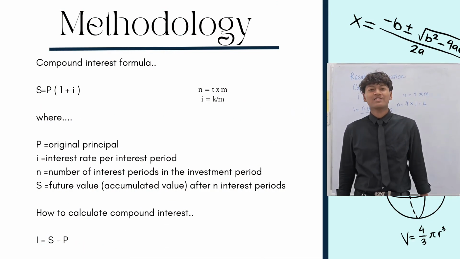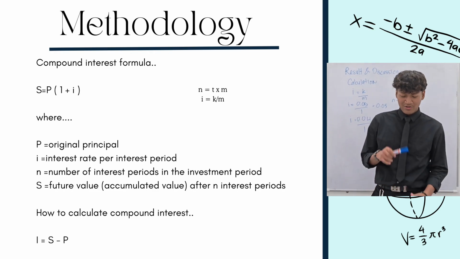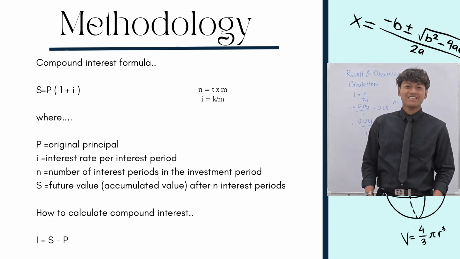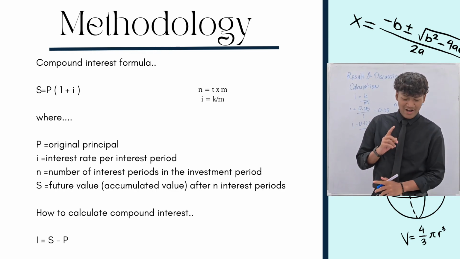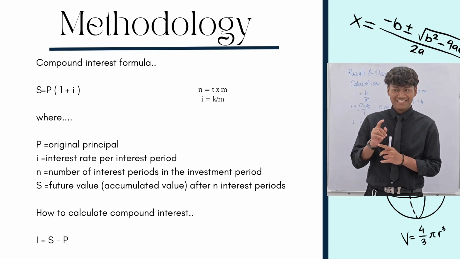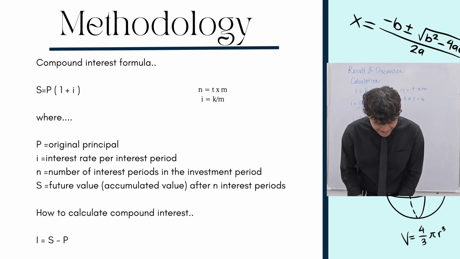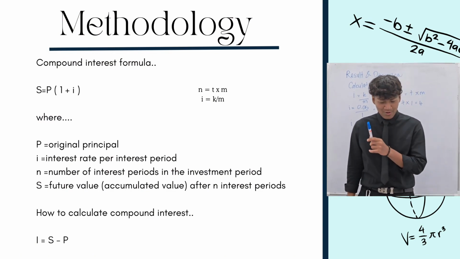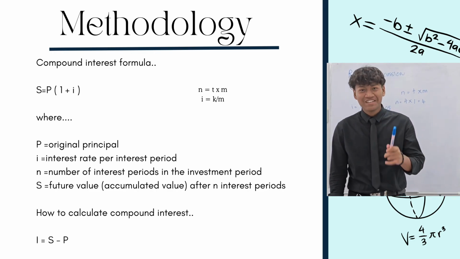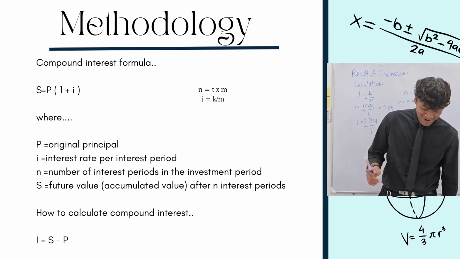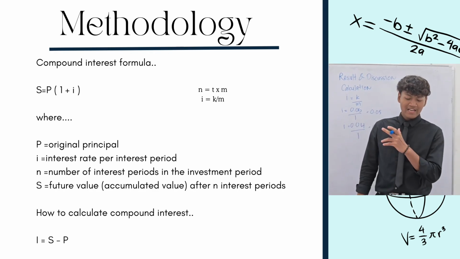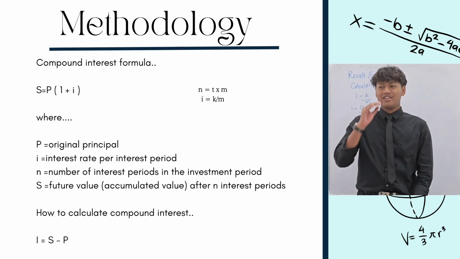Okay, before we solve the question, let me explain the methodology first. For the compound interest formula, S equals P(1 + i)^n, where P equals the original principal, i equals the interest rate per interest period, and n equals the number of interest periods. Okay, now how to find S, N, i, and I.